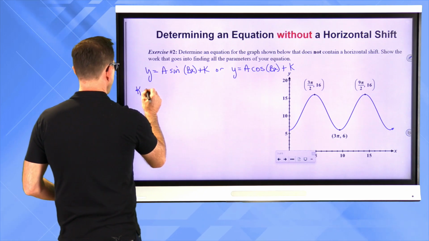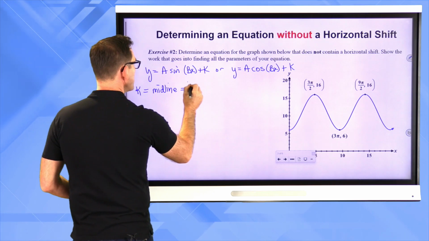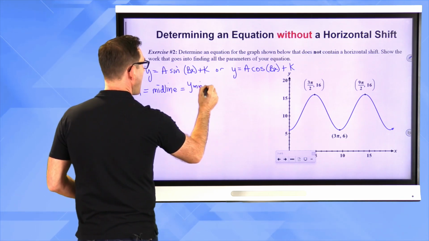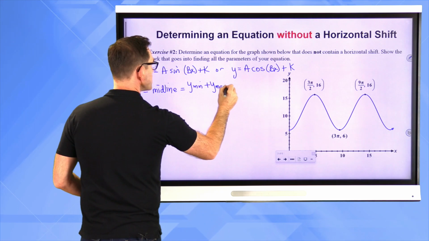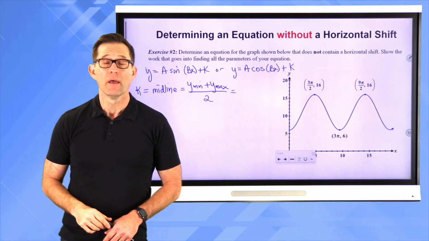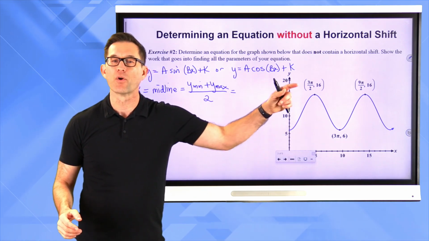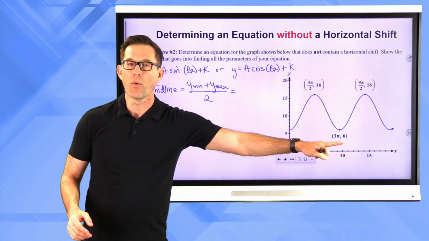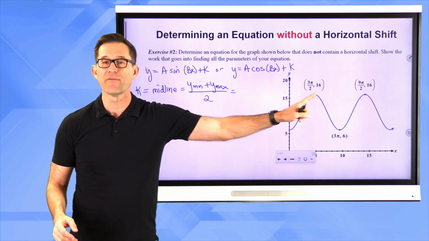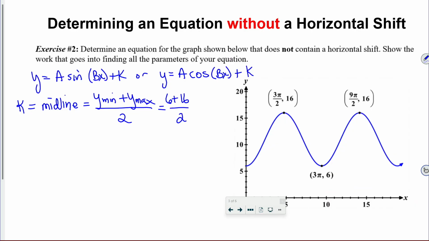K is the midline, and you will always be able to find that by finding the average of the maximum and the minimum y values. And that should make sense to you, right? We're talking about the midpoint from geometry, but just the midpoint from a vertical perspective. So my minimum y value is 6, my maximum y value is 16, so I can just do 6 plus 16 divided by 2. That's 22 divided by 2, and that gives me a midline value of 11.